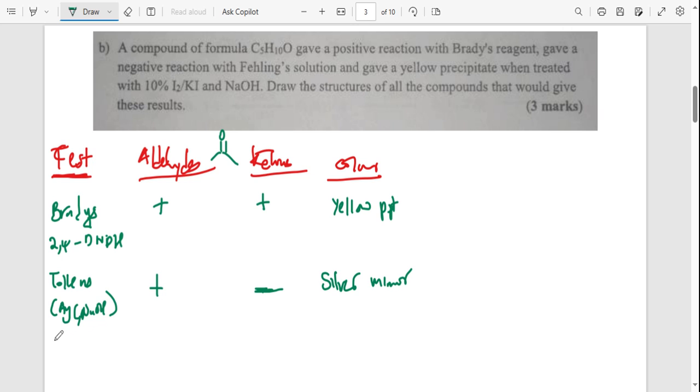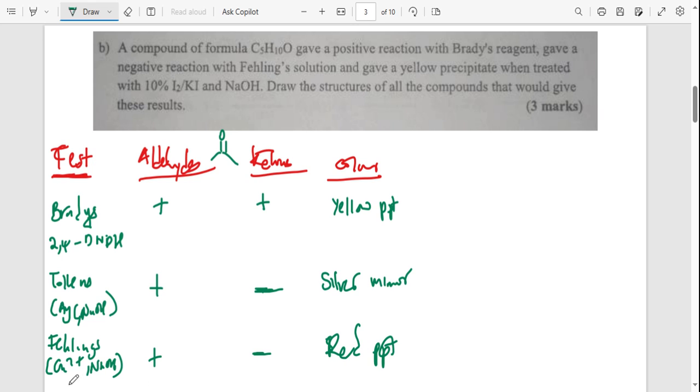We also have the Fehling's test. For this one, we use a solution of copper and sodium hydroxide and those other things. It's also positive for aldehydes, negative for ketones. The color it gives is a red precipitate.